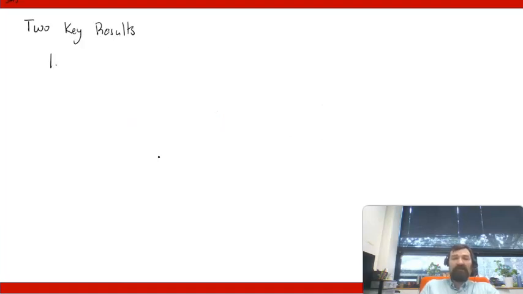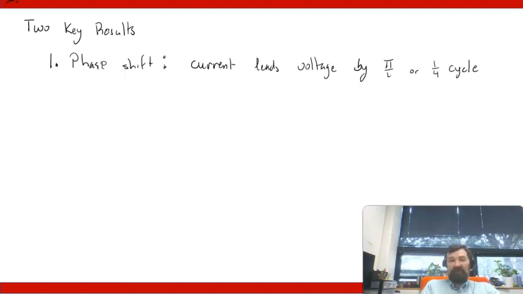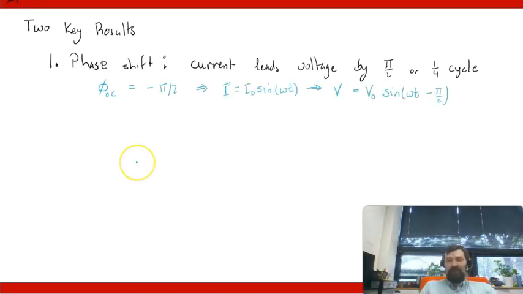What are they here? Again, we have the phase shift. The phase shift says that the current leads the voltage by pi over 2 or a quarter cycle, or in other words, that voltage lags current by pi over 2 or a quarter cycle. You could put that simply as phi naught is negative pi over 2 rather than plus pi over 2. So that is our phase shift result.